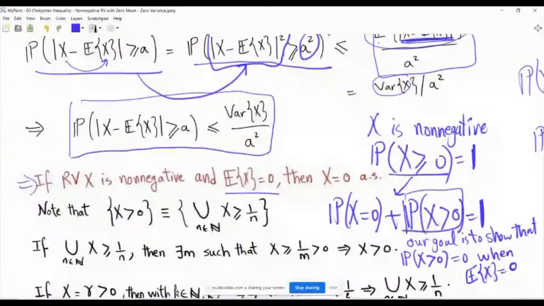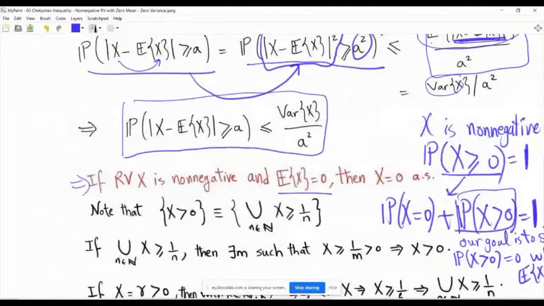So here is the trick, and it's one of those tricks that are used a lot: the event that x is greater than 0 is equivalent to the union of the events that x is greater than or equal to 1 over n, for every natural number n. Okay, so basically this will be the trick.